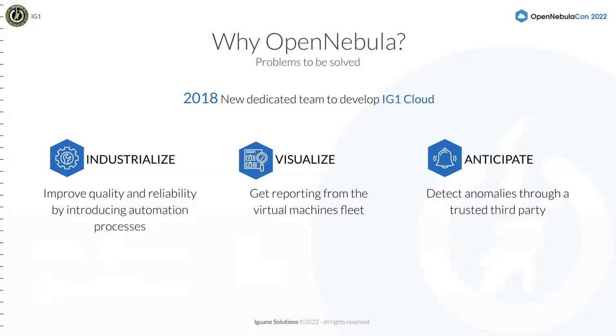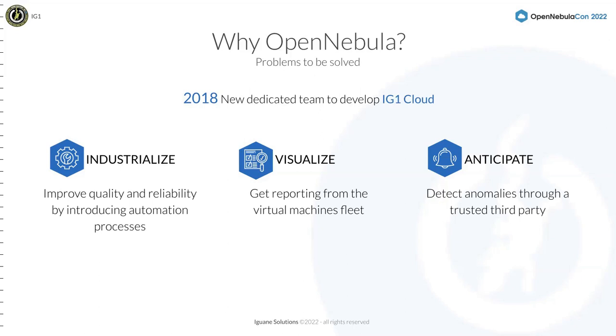In 2018, four years ago, Iguane Solutions, my company, decided to create a team to develop its own IG1 Cloud. It's an infrastructure as a service solution, managed infrastructure as a service. And we decided to develop something new for our customers. We had major problems to be solved compared to the current solution we used, which was based on VMware.